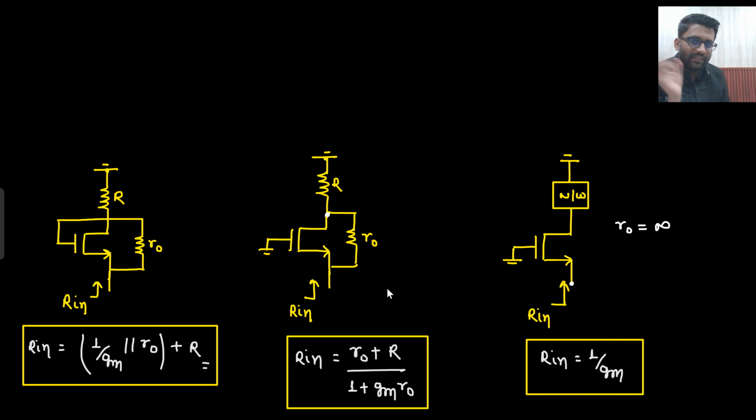Now just see one thing. What was the R in we were getting? R naught plus R upon 1 plus gm R naught.